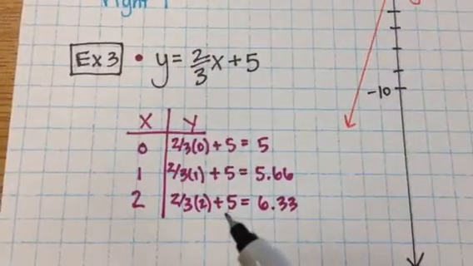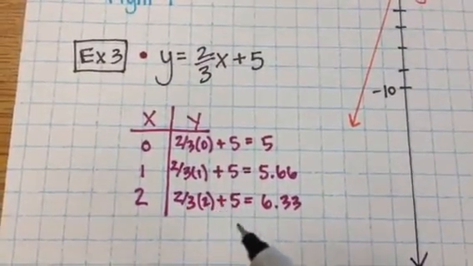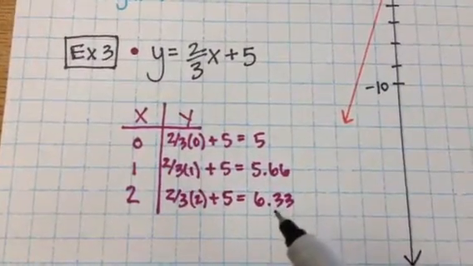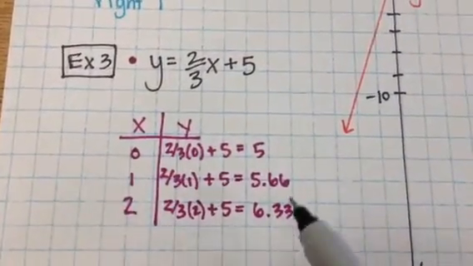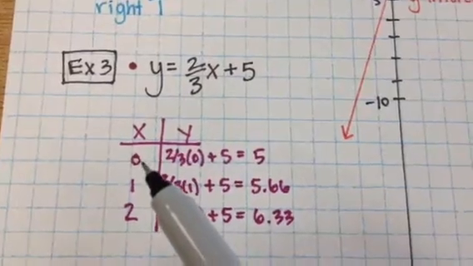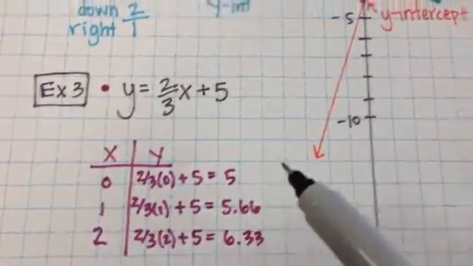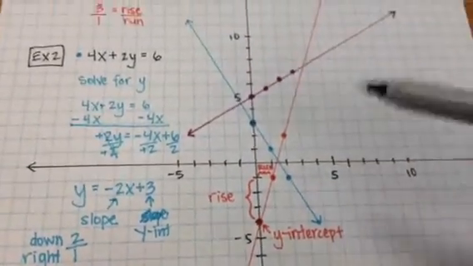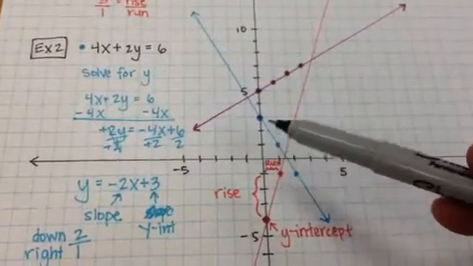2/3 times 2 plus 5, either on your calculator or in your head, you can work that out. You get a little more than 6. Now, if you graph it with an xy table, you're going to need to graph the point over 0 up 5. So on the picture, here's over 0 and up 5.